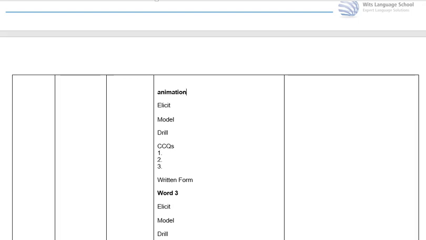So the next word would then be animation. How can we elicit animation? Model is simply saying the word. Drill, you are describing how you will drill it. And CCQs need to be very meaningful. Remember in the written form to ask syllables, stress, and highlight difficult sounds. If you focus on all of this, you'll be absolutely fine in this lesson. Good luck.